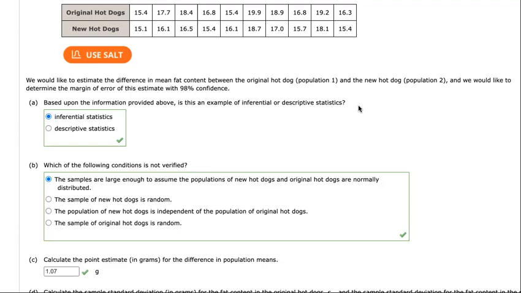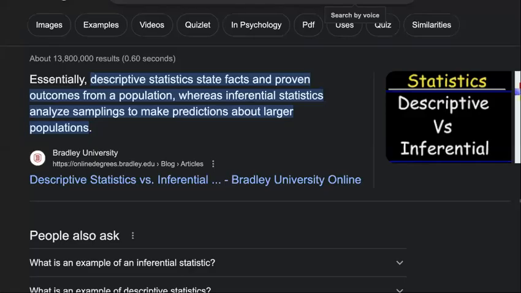This is an example of inferential statistics, and I'll tell you why. Essentially, descriptive statistics states facts and proven outcomes from a population, whereas inferential statistics analyzes samplings to make predictions about larger populations.